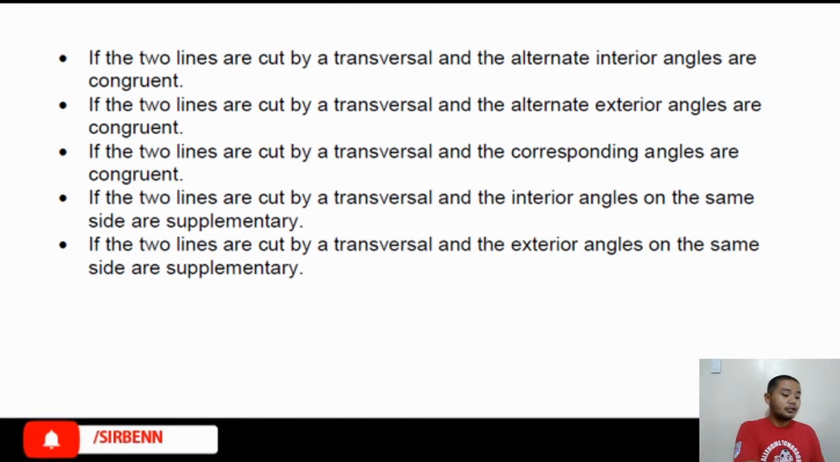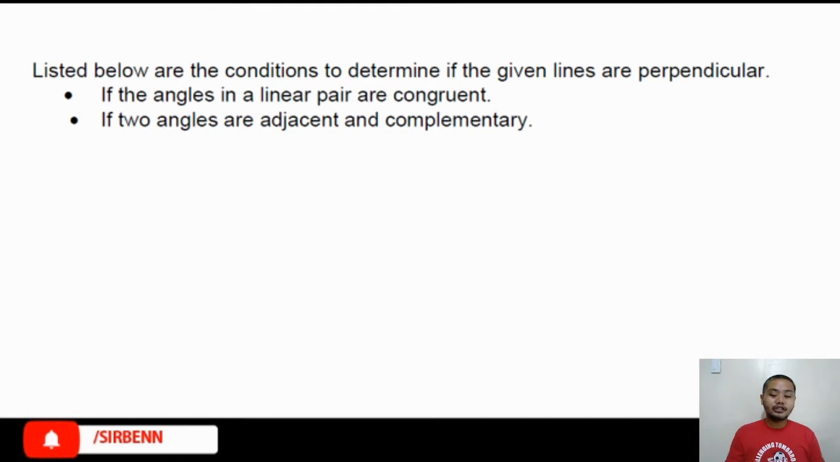Okay? Yung susunod naman, ito naman yung mga conditions to tell if two lines are perpendicular lines. So una, if the angles in the linear pair are congruent. Tapos yung pangalawa, halos connected ito dun sa una, if two angles are adjacent and complementary. So if two angles are adjacent and complementary, therefore, linear pair sila.